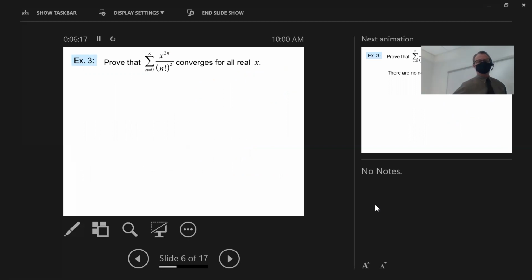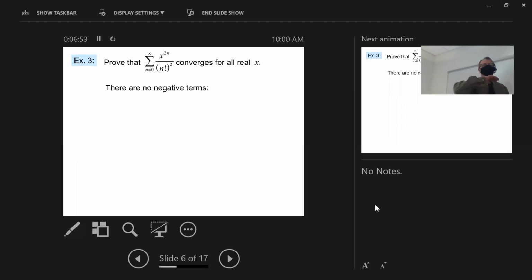So how about this example? Prove. And people get intimidated by the word prove. Prove is your friend, because they're telling you this thing converges. They just want you to do the work to show it's true. The harder direction in math is if it says it doesn't converge. They're saying prove it converges. So here's what you got.